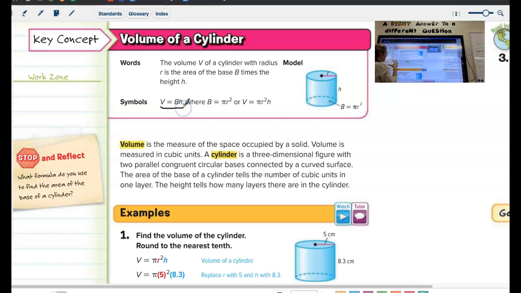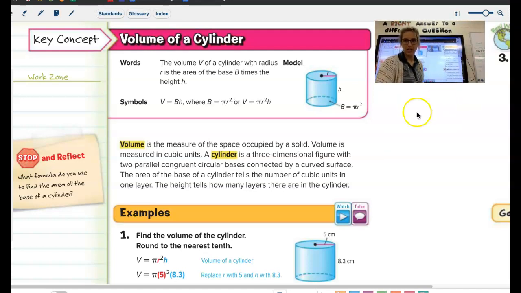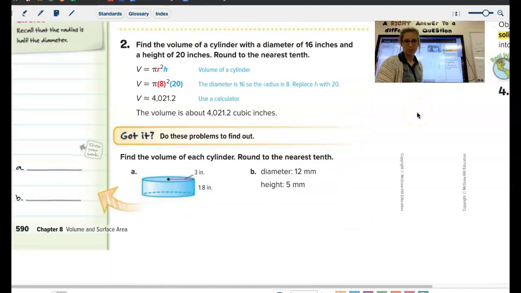The volume is the big B times height, where our base is the area of the circle. So in other words, we really take pi r squared, this would be the base, which is our circle, times the height of the cylinder, which would give us how many layers we need. So now let's go down to the bottom of the page and do Got It A and B together.